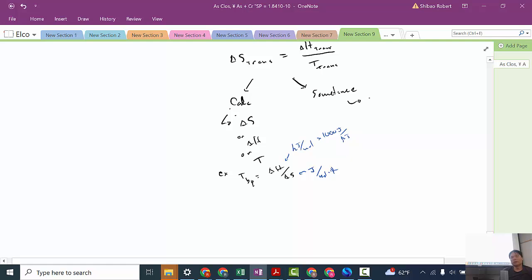Sometimes we use a rule. The rule is that the delta S of vaporization should be, you know, gases, which are about, let's say, 200, and liquids, which are about 100. So gas, 200, minus liquid, 100, gives us a delta S of about 100, right?